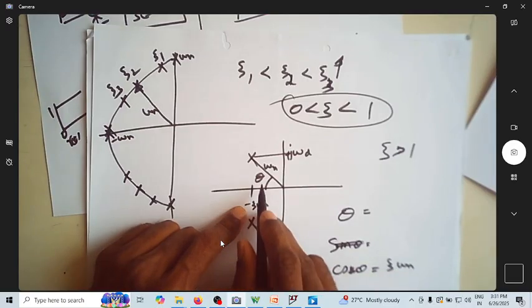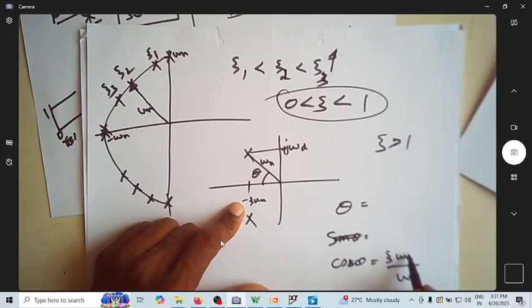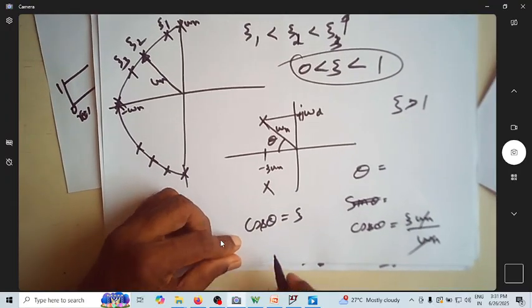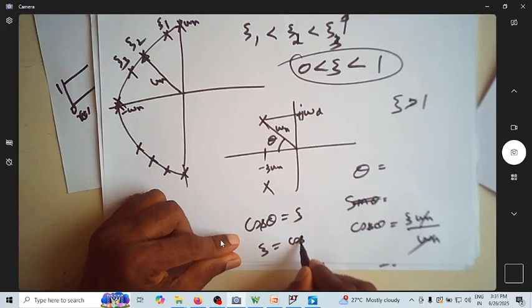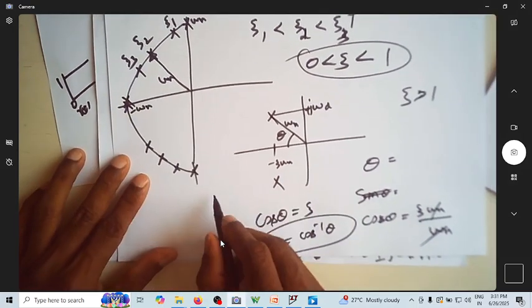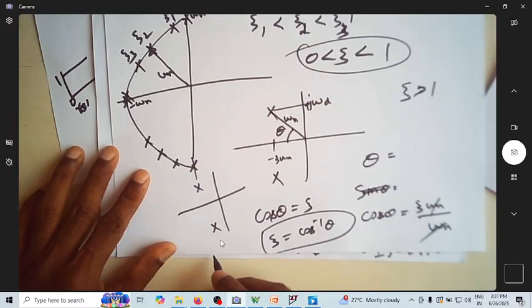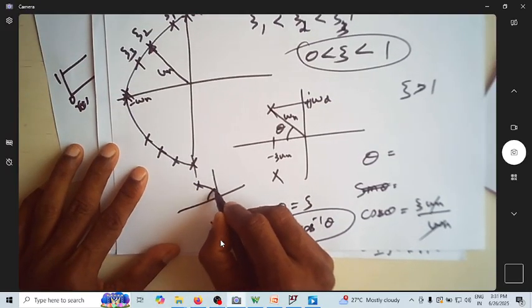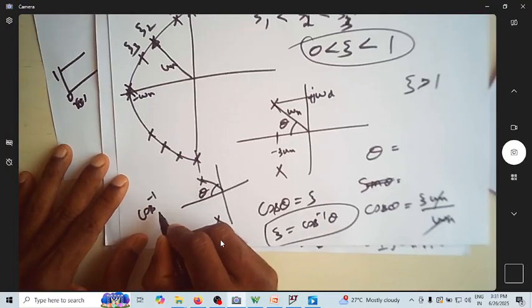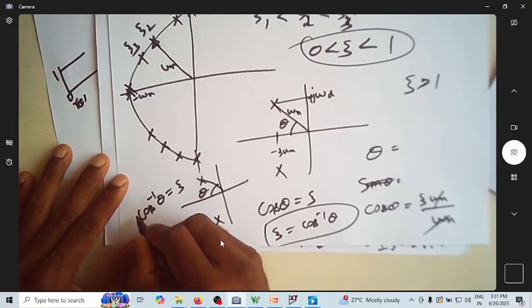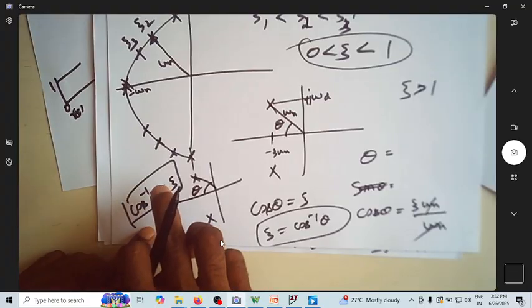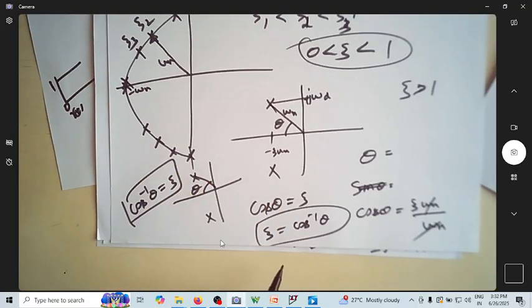Zeta omega n. What is the hypotenuse? It is omega n. So cos theta is equal to zeta. Or shall I say zeta is equal to cos inverse of theta? Meaning, if you know where the complex poles are, if you find this angle theta, then cos inverse of theta will give zeta. So that's how you can easily find the value of zeta from the given pole position.